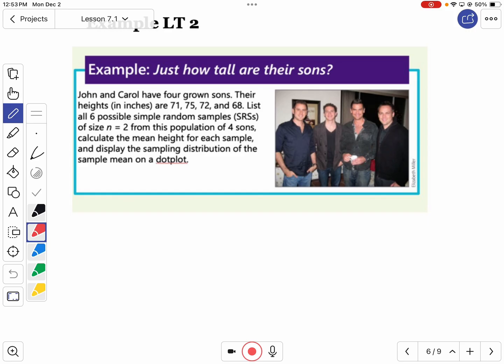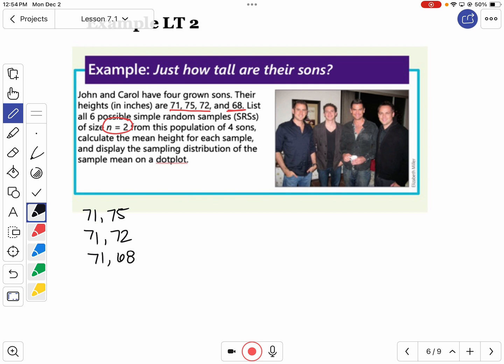Okay, so it says John and Carol have 4 grown sons. Their heights in inches are 71, 75, 72, and 68. We want to list all 6 possible random samples of size n equals 2. In other words, remember what we did on that example we started with? Let's put them together. So if I'm only taking 2 at a time, I could do 71 with 75, 71 with 72, and 71 with 68.